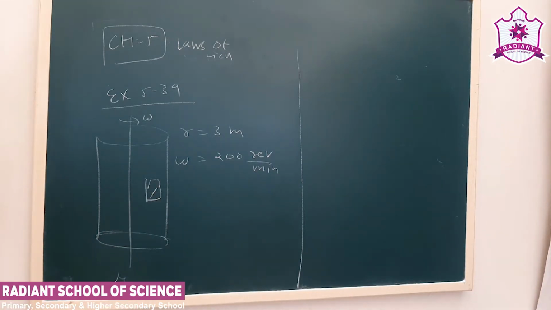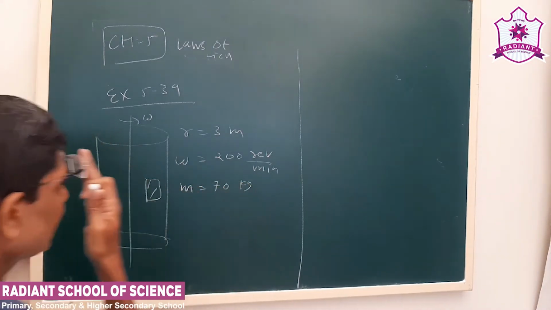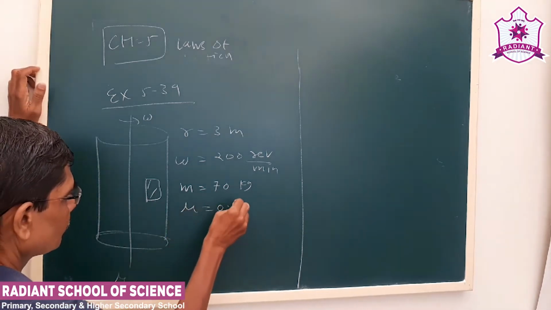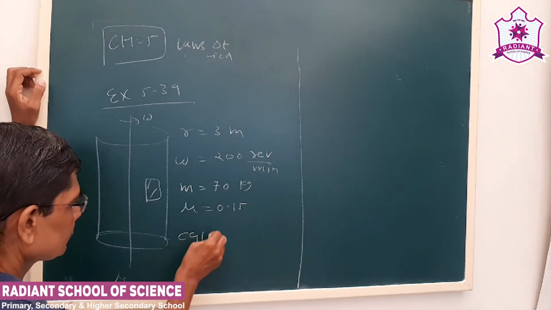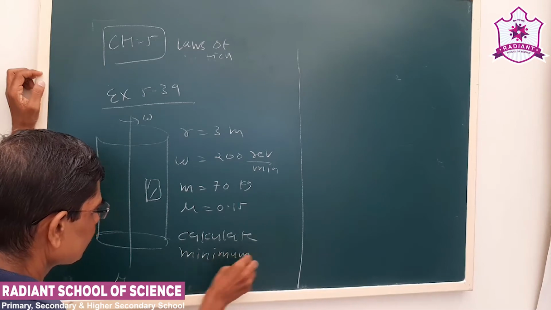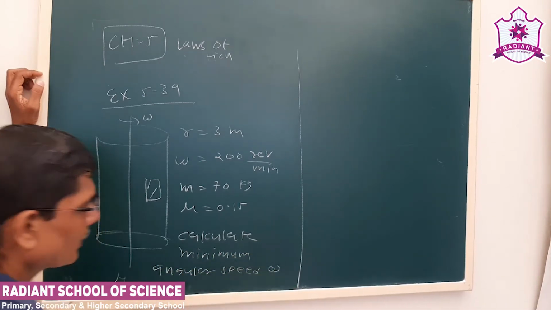Now a person moves. The mass of the person is 70 kg and the coefficient of friction is 0.15. We have to calculate the minimum angular speed.